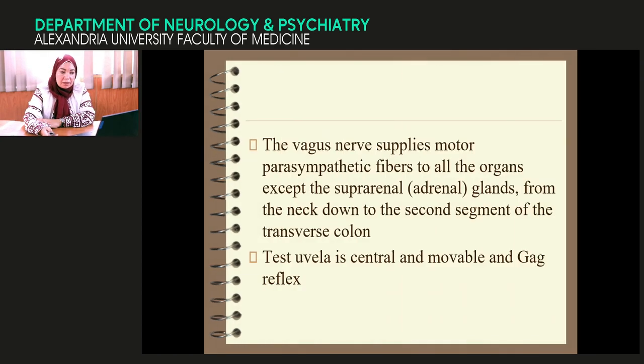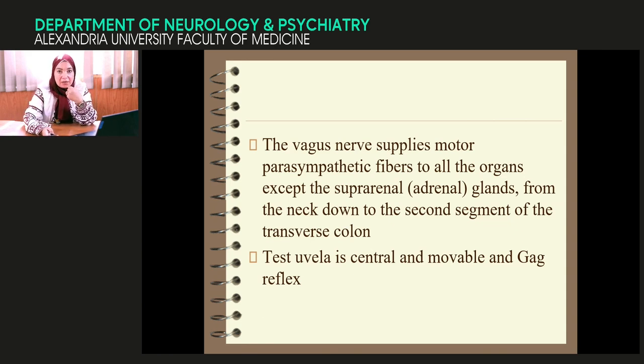The vagus nerve supplies motor fibers, and also supplies parasympathetic fibers to all the organs except the suprarenal gland, from the neck down to the second segment of the transverse colon. So it gives parasympathetic supply to all organs except the adrenal gland.